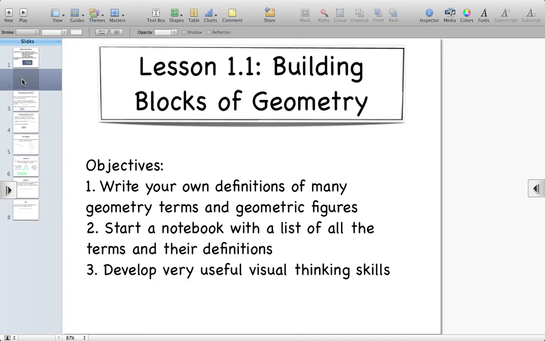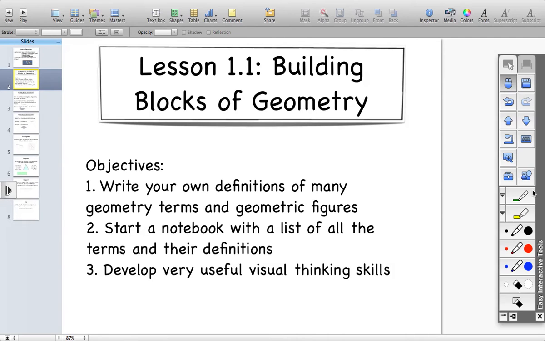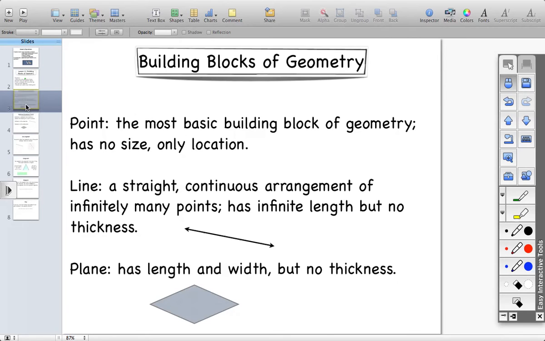All right. Today we have the building blocks of geometry. So we're going to be focusing on what makes geometry geometry. As we go through this, we're going to be working on writing our own definitions so that things are easier for us to remember, and that's going to be different from person to person. We'll be starting the notebook that we've talked about as part of this process, and then, of course, as always, we are developing our visual thinking. The building blocks of geometry.